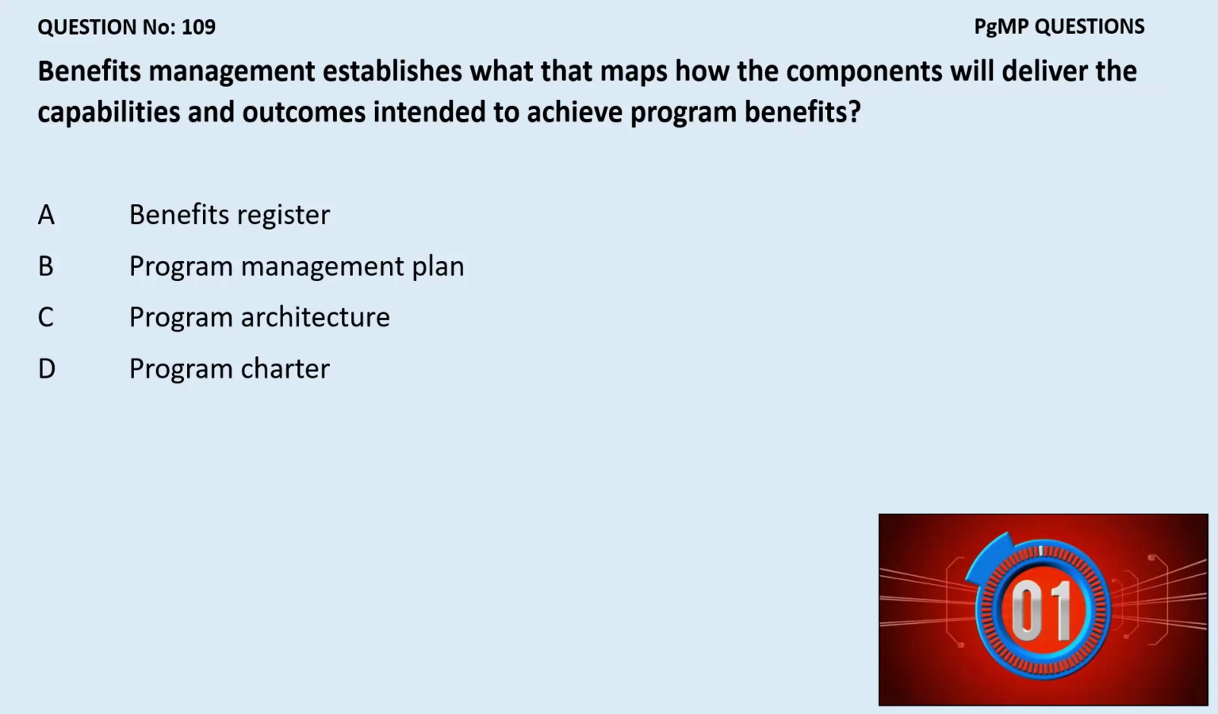I did C. What is the correct answer? I selected C, so C is correct. Okay, program architecture. Everybody, booklet, page number 40, last line. I highlighted this also in the classes. Benefits management establishes a program architecture that maps how the components will deliver the capabilities and outcomes intended to achieve the program benefits.